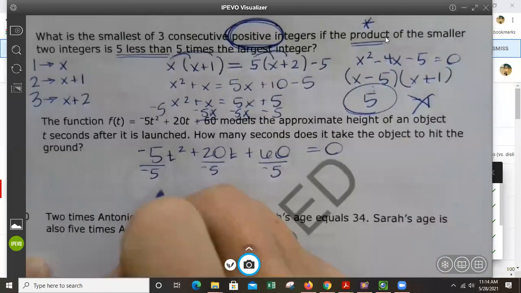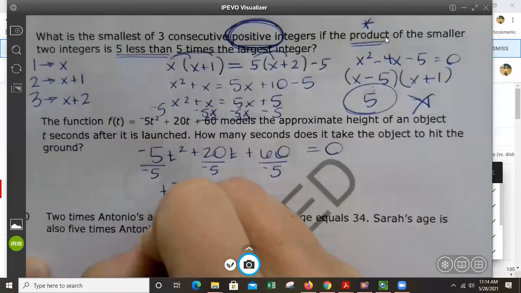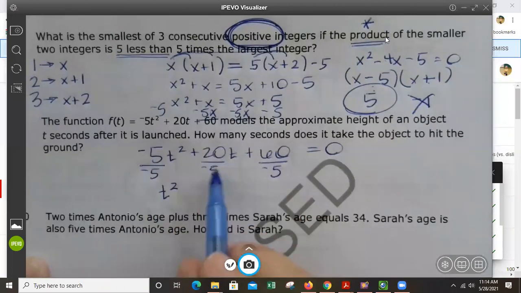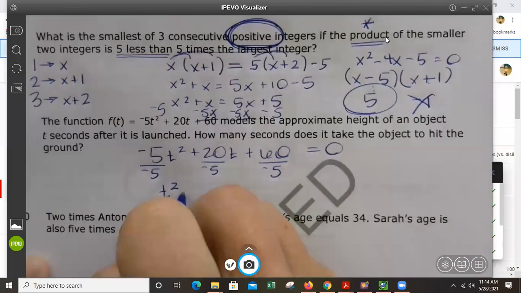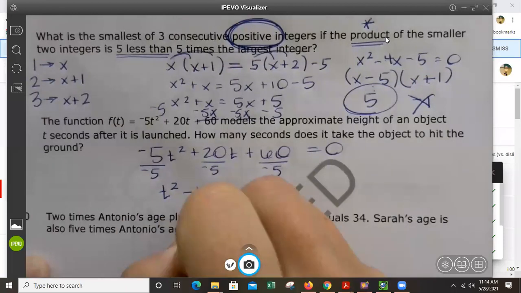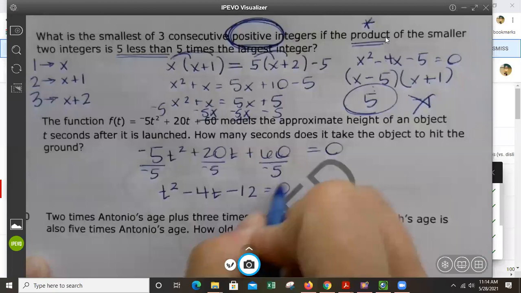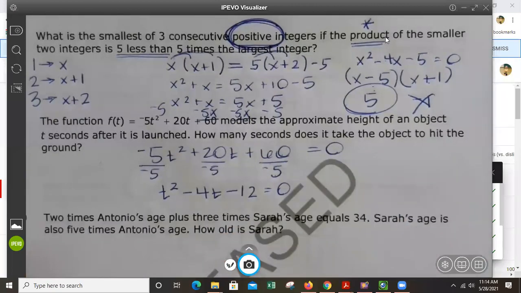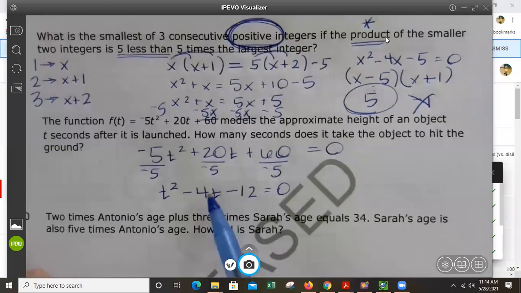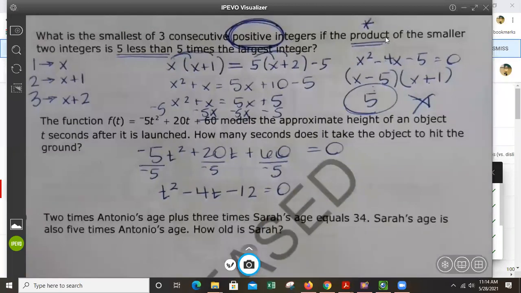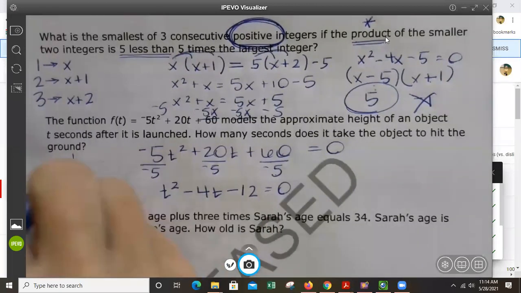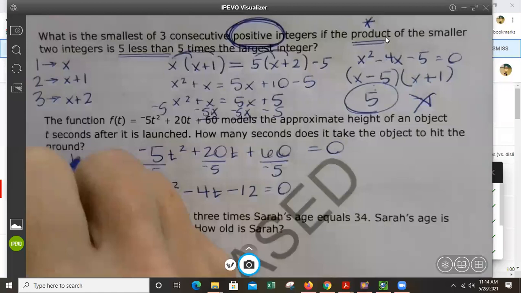I get a positive t squared. What is 20 divided by negative 5? Negative 4. And then 60 divided by negative 5 is negative 12. I need factors of negative 12 that add to negative 4.